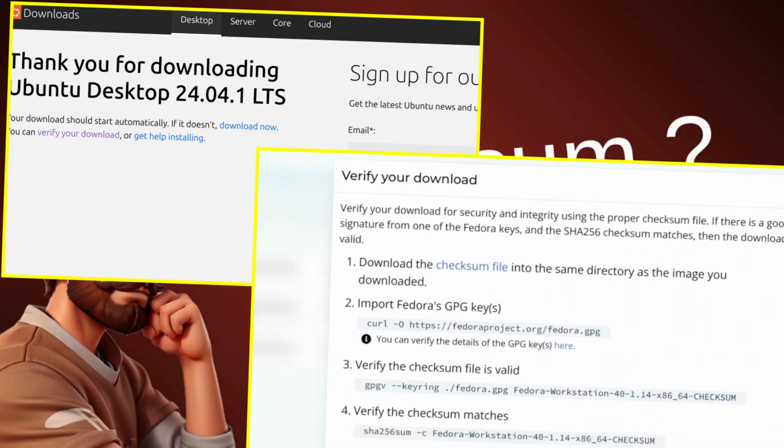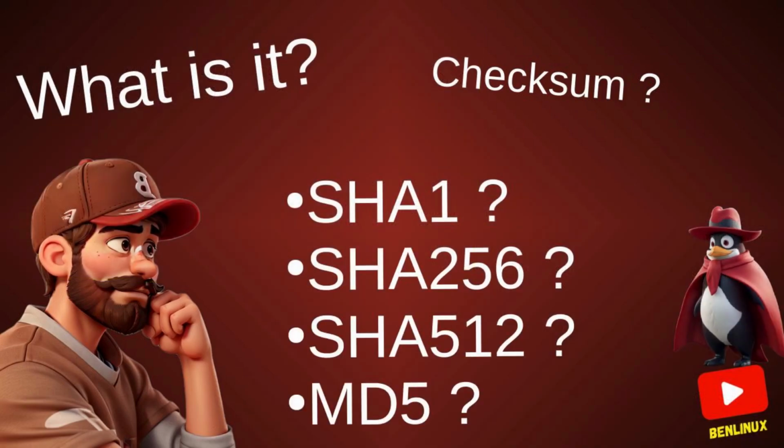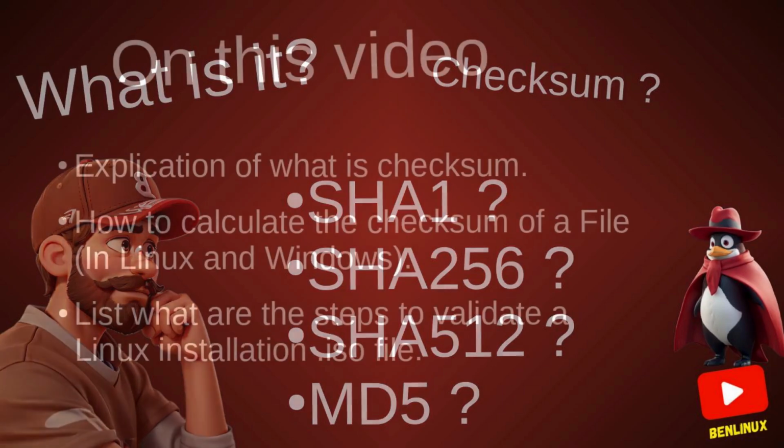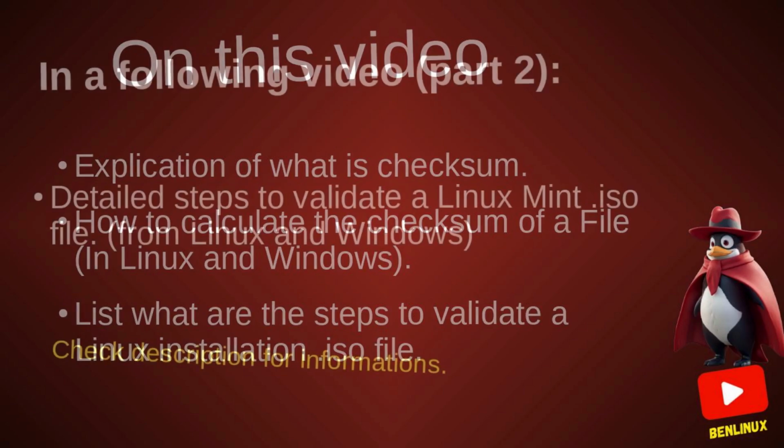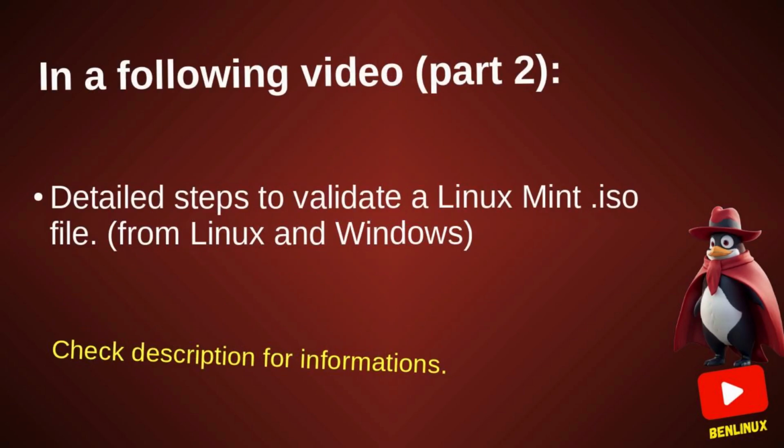Or maybe you've seen terms like checksum, sha256, sha512, md5, etc. So, in this video, I'm going to explain what it is and how to calculate a file checksum. After that, we will briefly talk about all the steps required to validate an ISO file. And soon, a second video will arrive to show you how to validate the Linux Mint ISO file in detail.